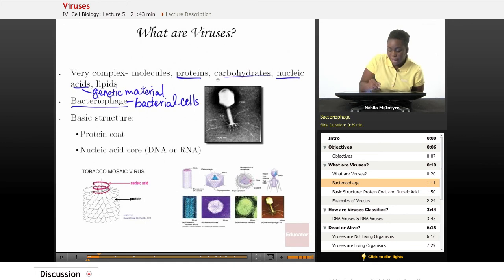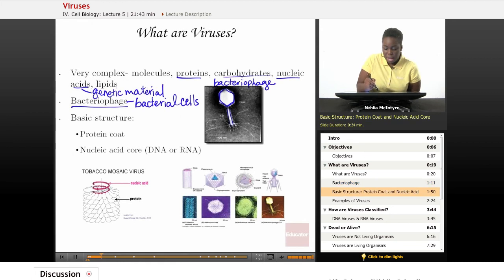Here is a picture of a bacteriophage. It has an interesting structure. It looks almost like it's got the shape of a stop sign on its head, or just a geometric shape that looks really interesting. And it's got this tail.